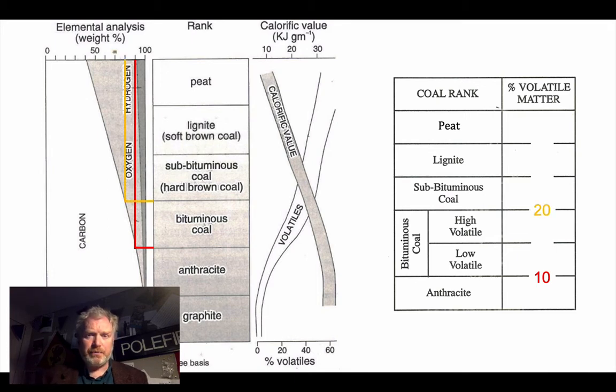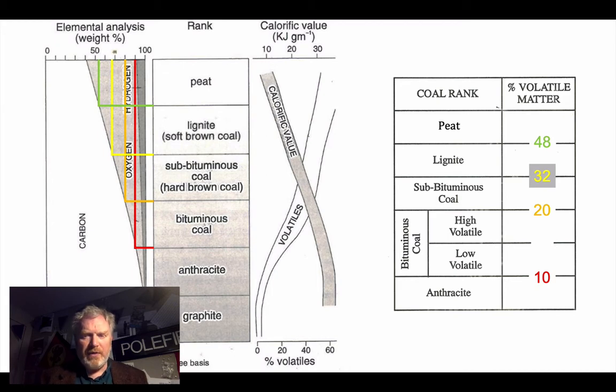Bituminous coal is about 20%. We don't need to worry about the high and low volatile part. Subbituminous coal takes us to about 32%. And then the largely useless lignite is about 48%. Any more volatiles than that, the material then is peat.